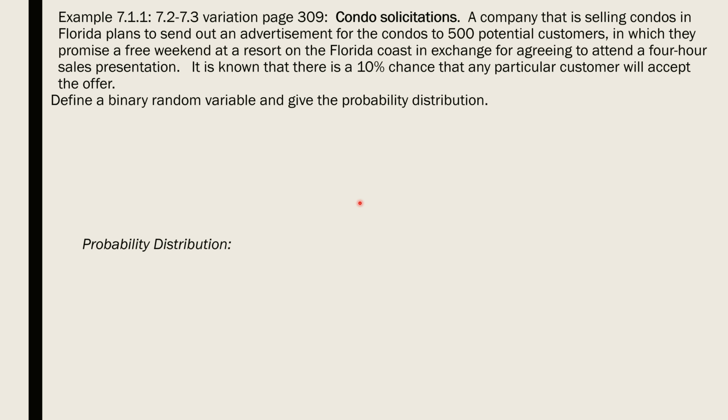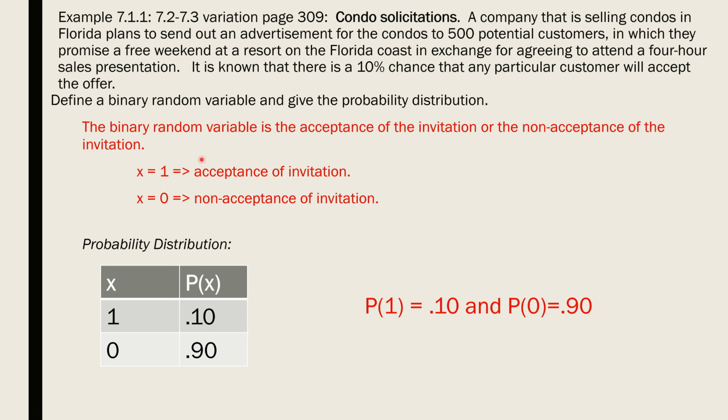This is an example from your textbook. You can pause the video and read the question. First question: define a binary random variable and give the probability distribution. So the binary random variable is the acceptance of the invitation or the non-acceptance of the invitation. We define x equals 1 as the acceptance of invitation and x equals 0 as the non-acceptance of invitation.